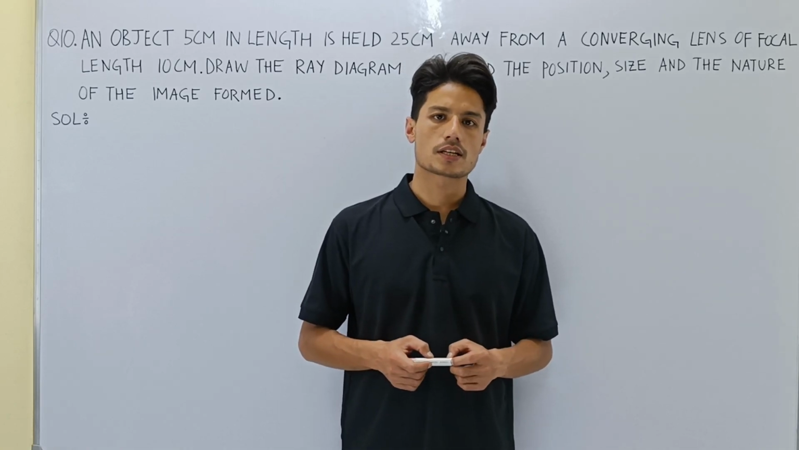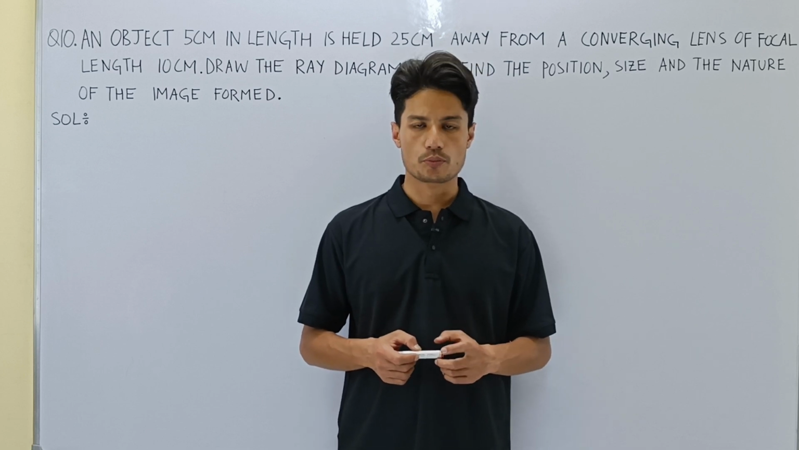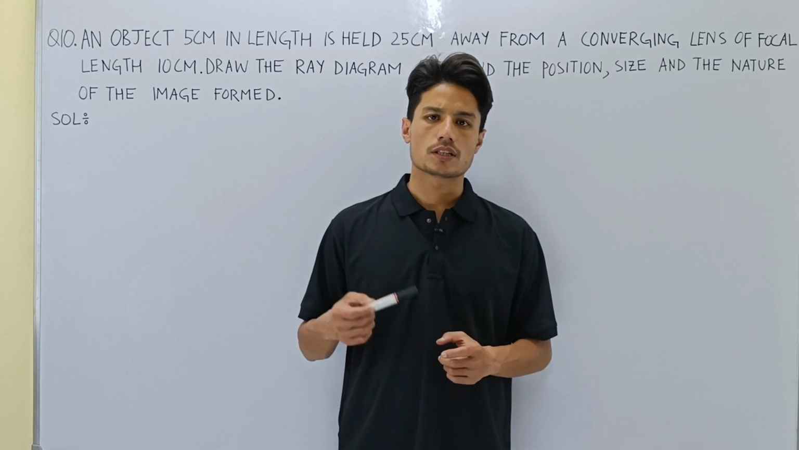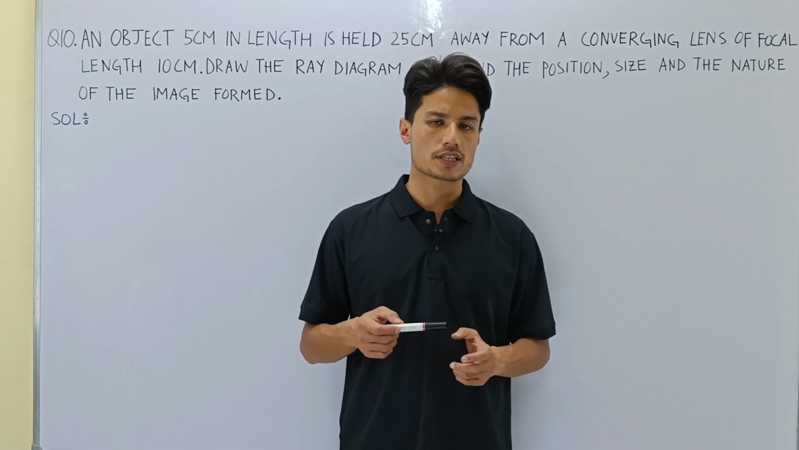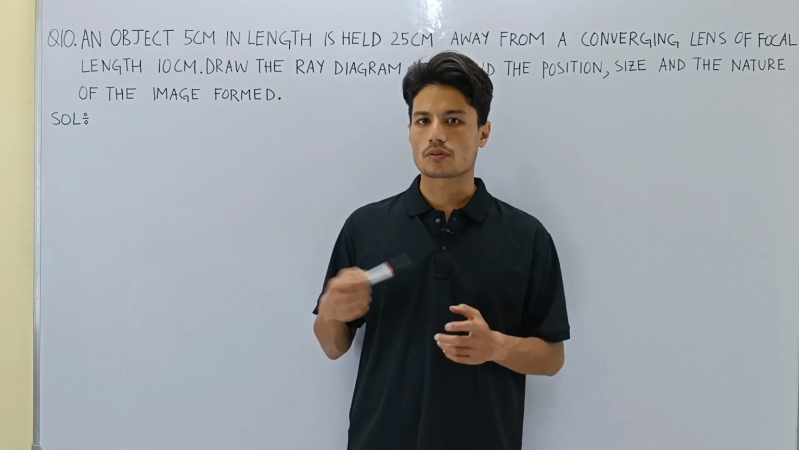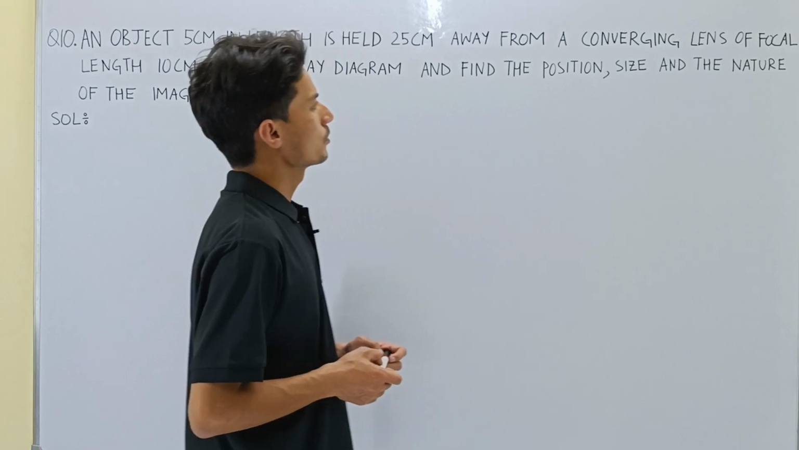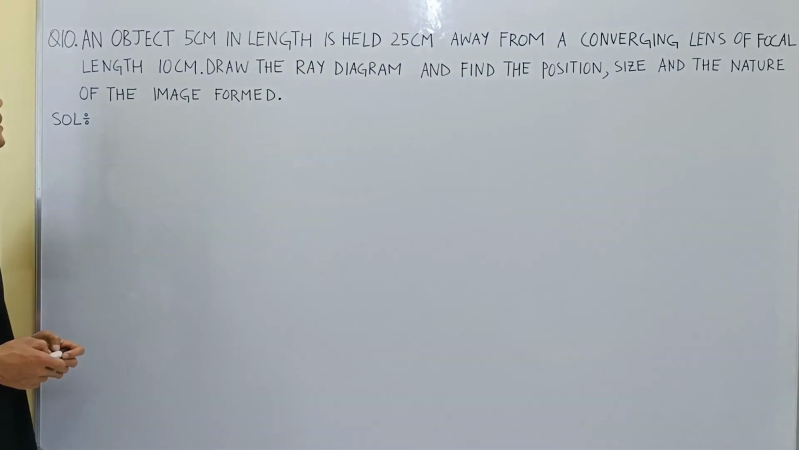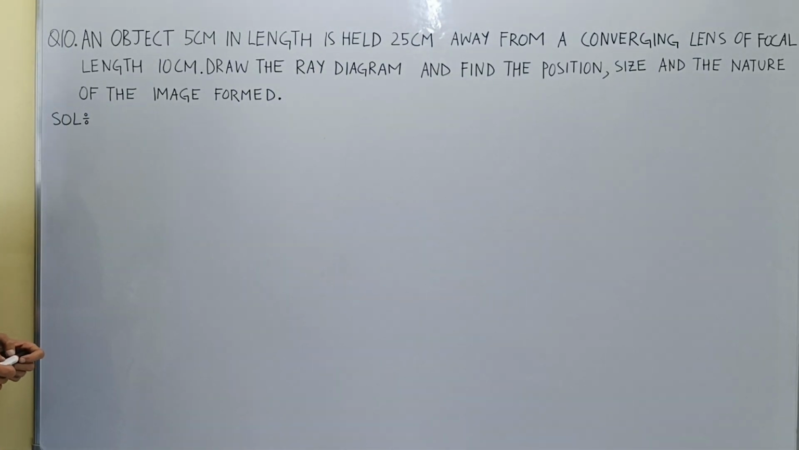In today's class, we will be discussing numerical problems. The numerical problem is from page 160, exercise question number 10. So let us solve the question together. The question reads: an object 5 cm in length is held 25 cm away from a converging lens of focal length 10 cm. Draw the ray diagram and find the position, size and the nature of the image formed.